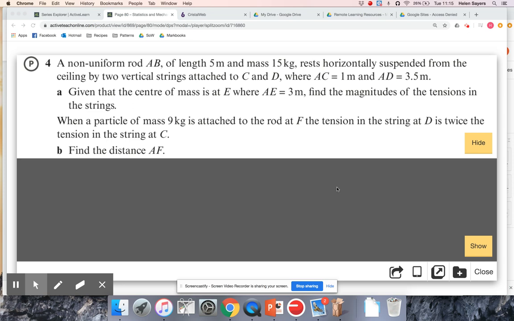Okay, so we're looking at the second year Stats and Mechanics textbook, and we are doing exercise 4D. Chapter 4 is on moments, and exercise 4D is on the centre of mass. We've got a problem solving question, so we're going to have to think carefully about our method.